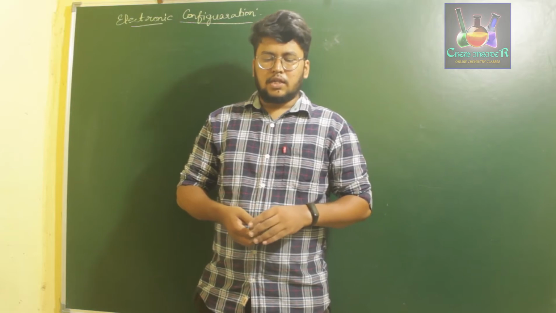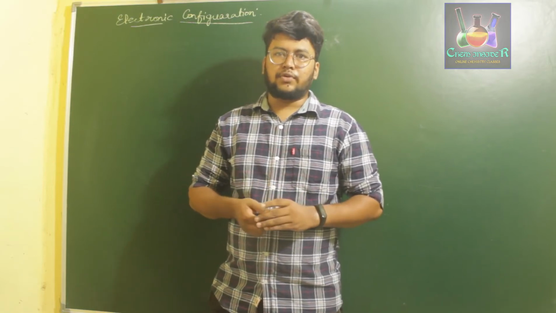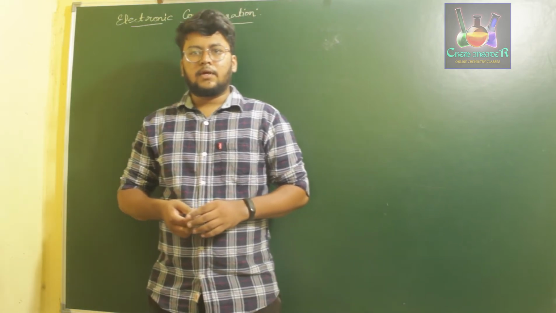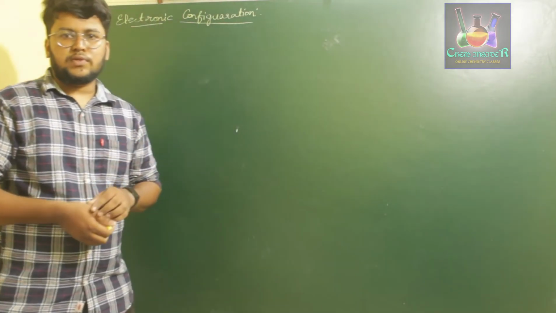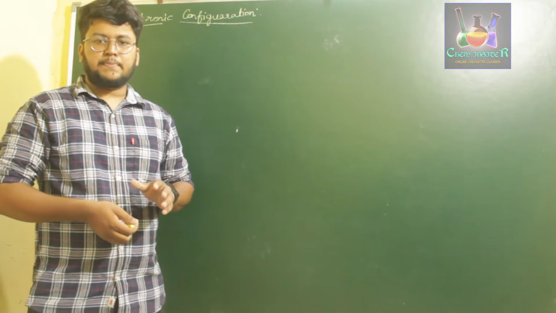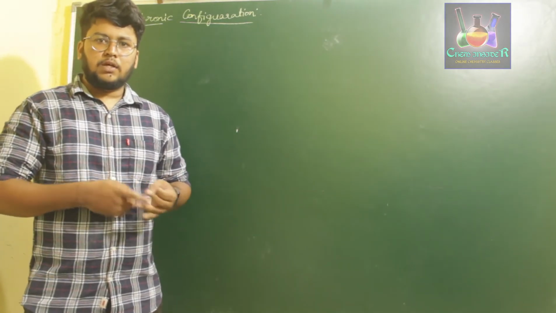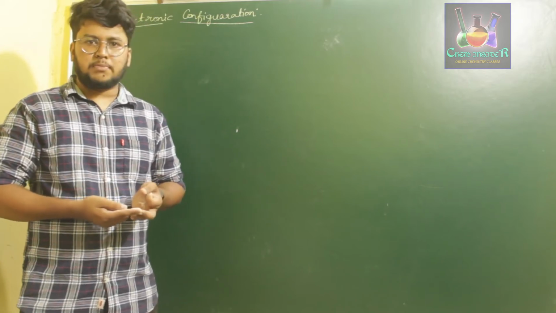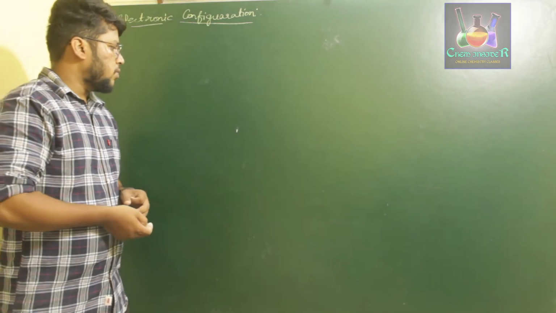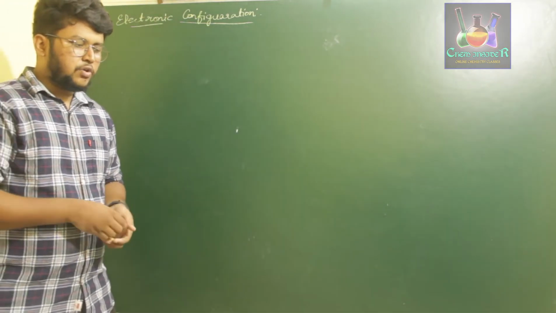Now in this class we are going to learn how to write the perfect electronic configuration of a given atom with a certain number of electrons present in it. What you have to remember here are all the basic rules which we have discussed in this chapter, especially in the last few videos, that is Aufbau's principle, Pauli's exclusion principle, and Hund's rule of maximum multiplicity, etc.